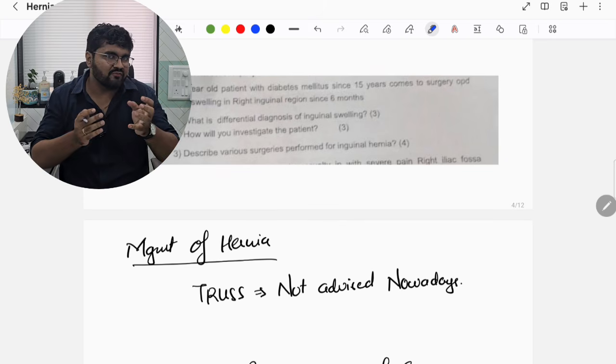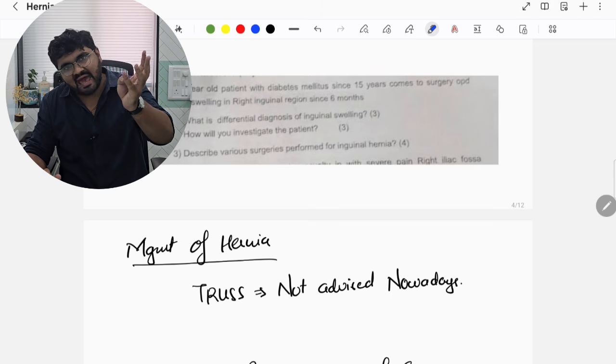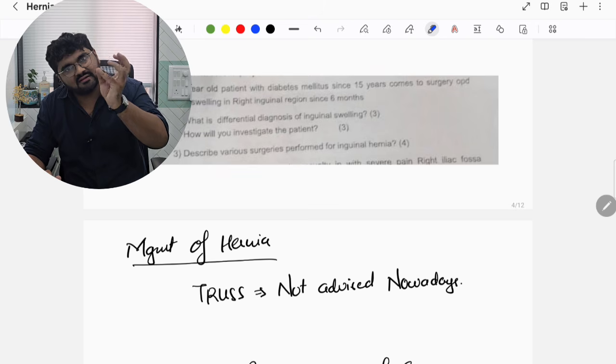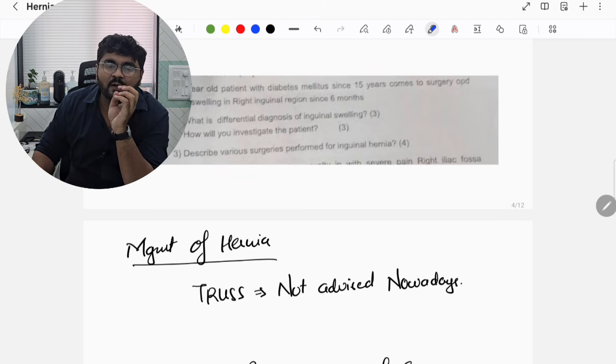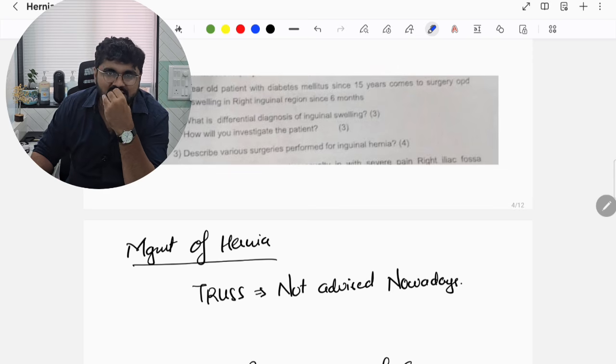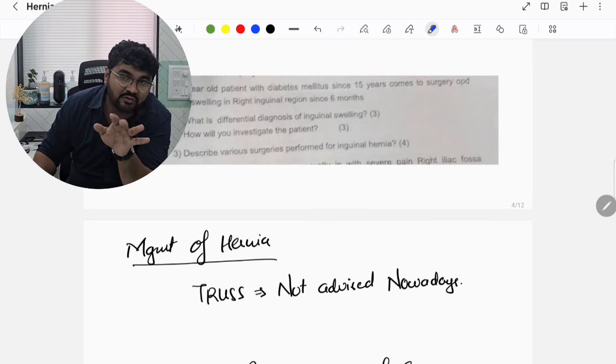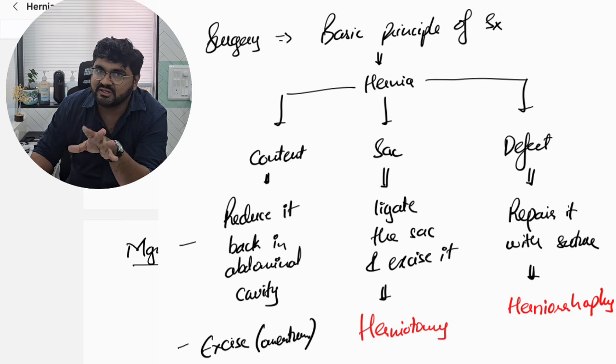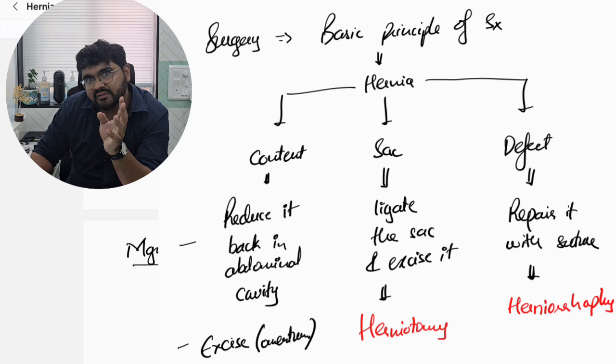Hernia, we know, has a content, a sac, and a defect. Regarding the content, you need to see the content, open the sac, and reduce it back into the abdominal cavity. If it is irreducible or incarcerated and you have, say, omentum as a content, you can excise it if it is not going in, but primarily you need to push it in. That is the only thing you need to do with the content.